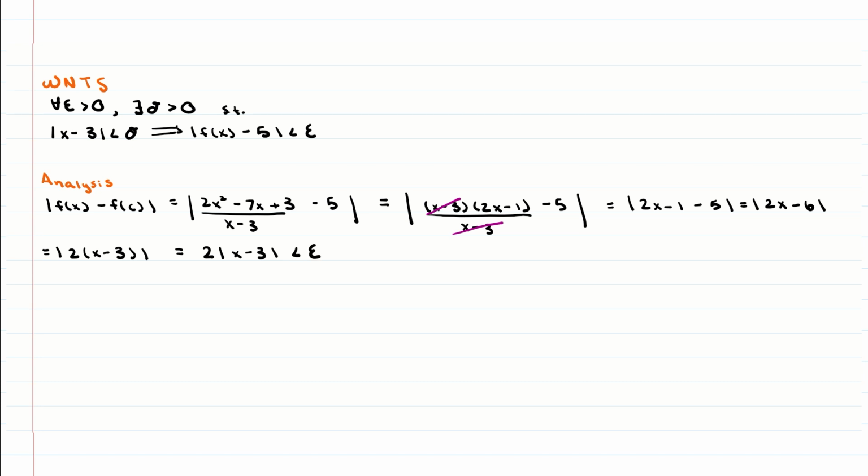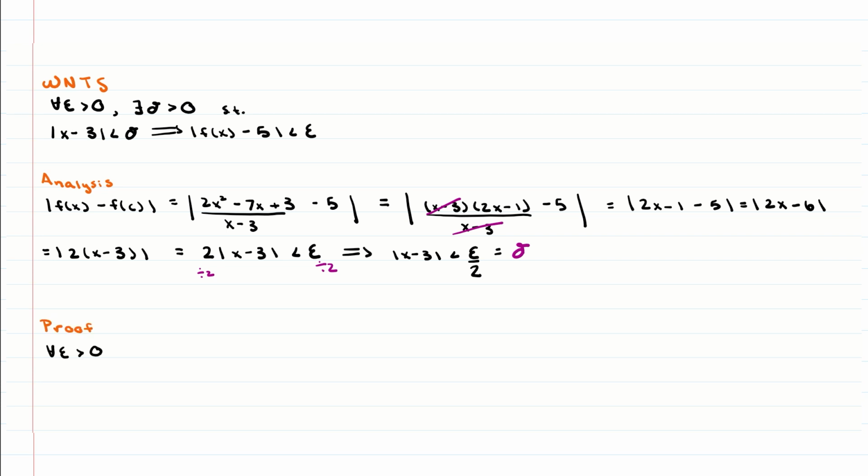Now, if 2 times the absolute value of x − 3 is less than epsilon, then that means that the absolute value of x − 3 is less than epsilon over 2. Of course, I got this by dividing both sides by 2. And finally, I'll set epsilon over 2 as my delta. So now that we've identified delta, let's get into our formal proof.